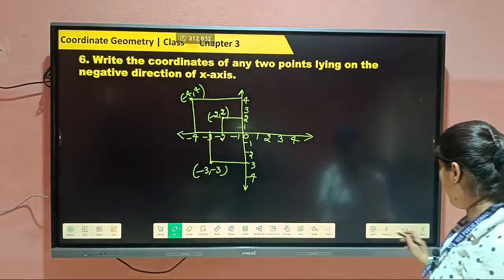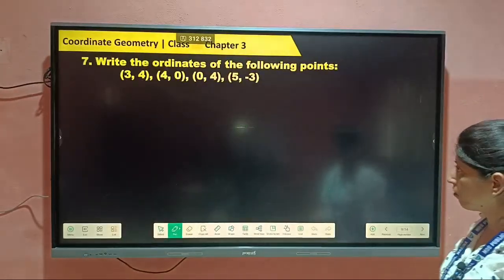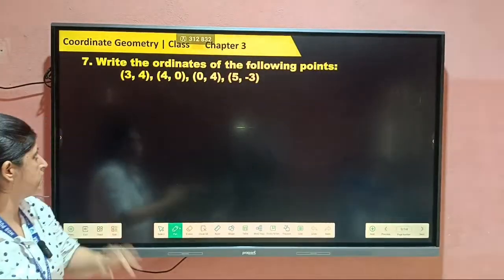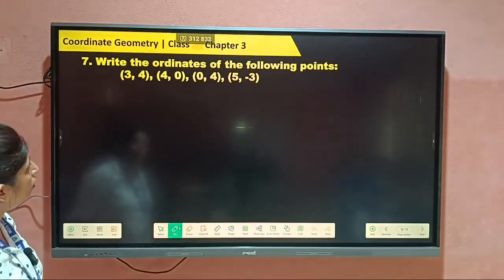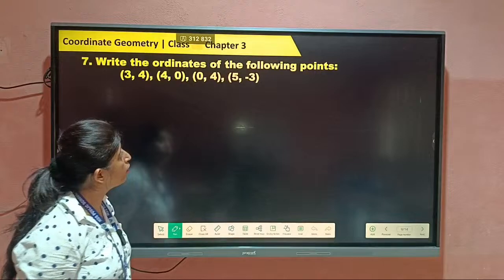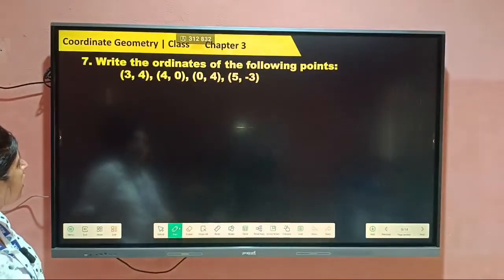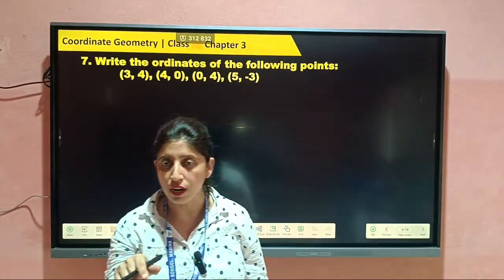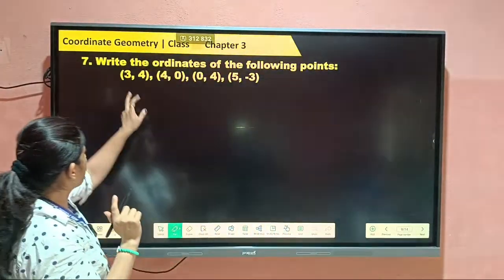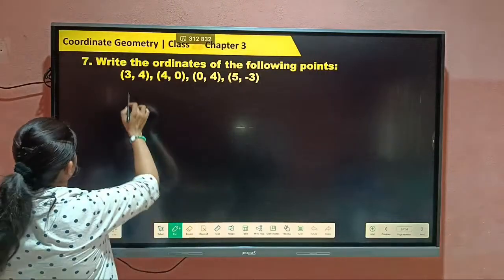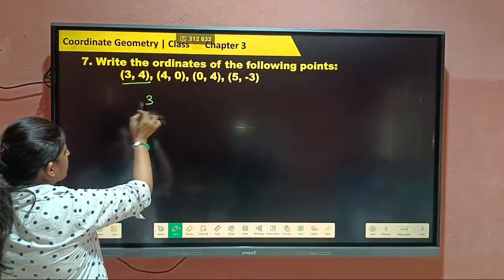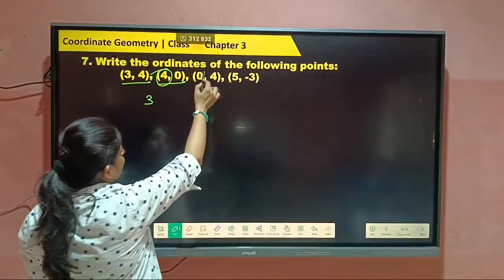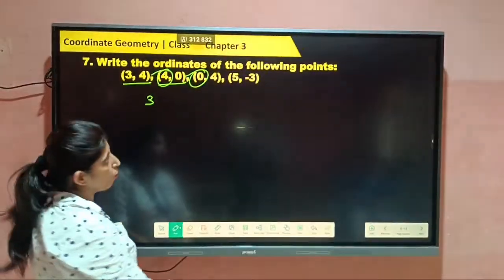Okay. Next, write the ordinate of the following points. Ordinate, not coordinate. Ordinates we have to tell. Ordinate means the y-axis point we have to tell. So 3, 4. What will be the ordinate of 3, 4? That is 4. For 4, 0 the ordinate is 0. For 0, 4 the ordinate is 4.